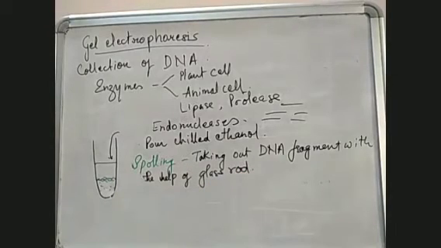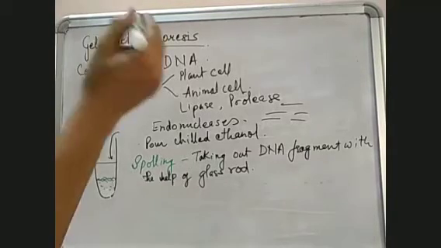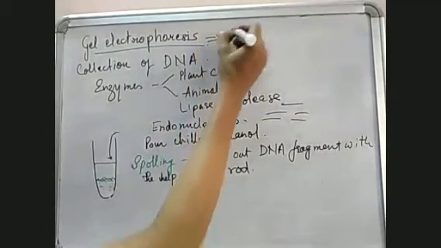Now, these DNA are of different lengths. So, how to separate the DNA of different lengths? This is done by electrophoresis. This technique of electrophoresis was given by Tiselius.